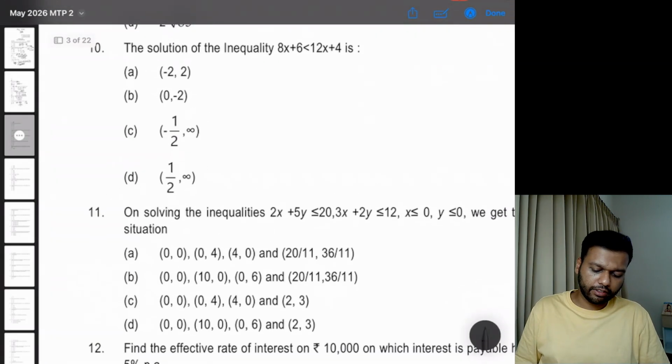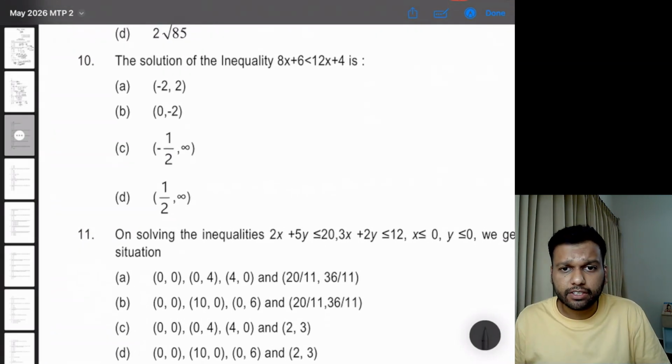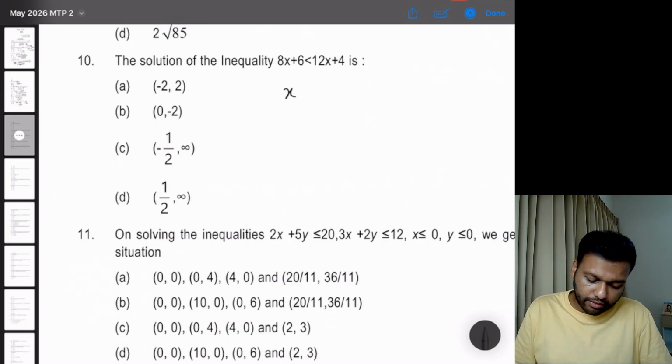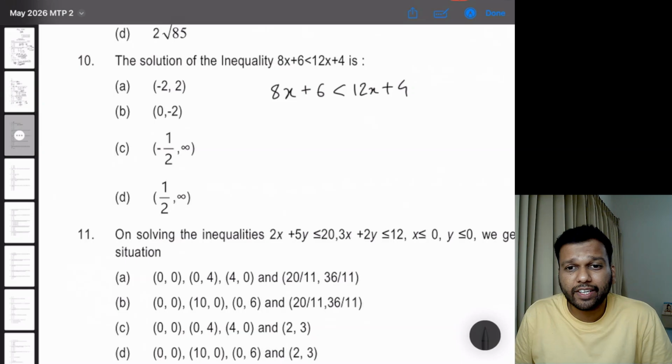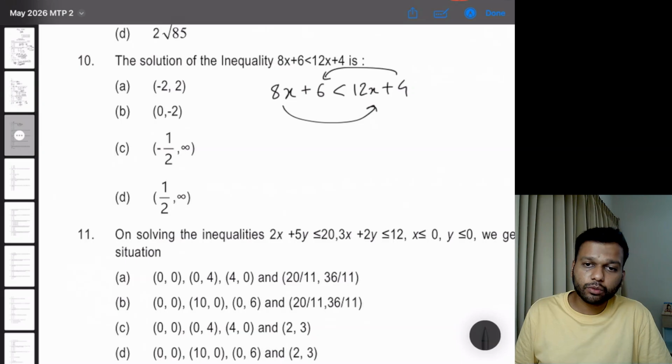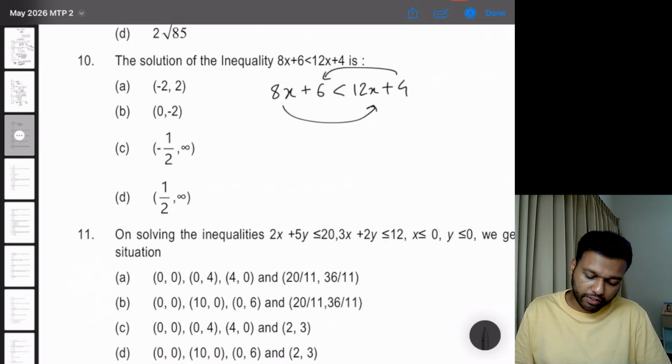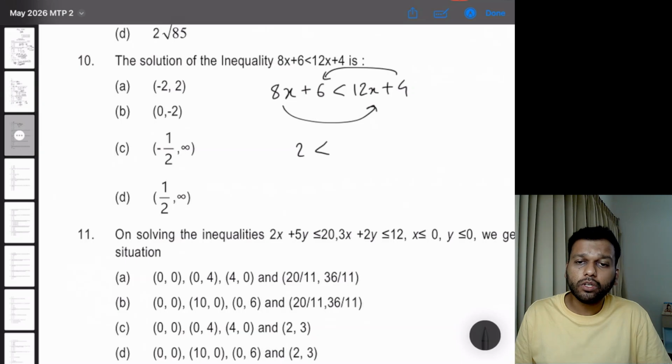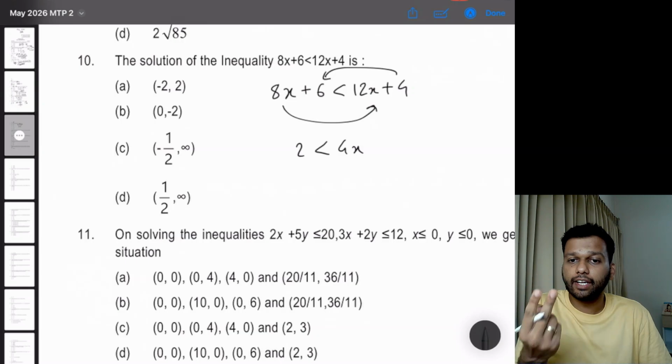Next, 10th. The solution of this inequalities. In case of inequalities, just take care that you are changing sign wherever required. So let's rearrange this properly, just like we do for any equation. I'll take this 4 to this side and 8x to this side. So that means 6 minus 4 is 2 is less than equal to 12x minus 8x, that means 4x. Okay, I'll just rewrite it like this.